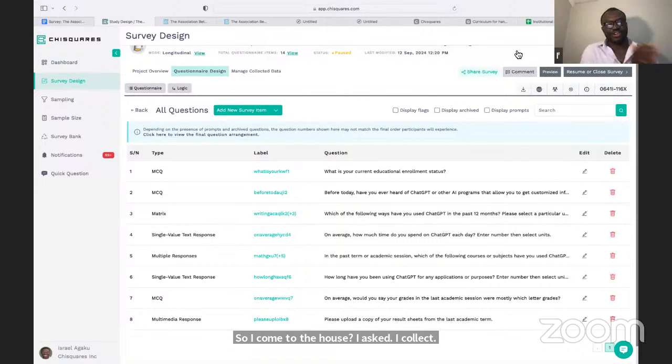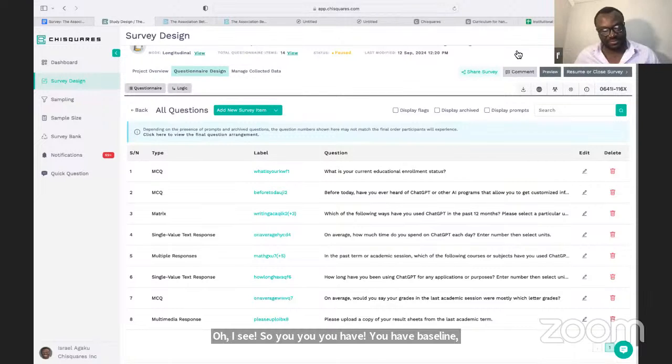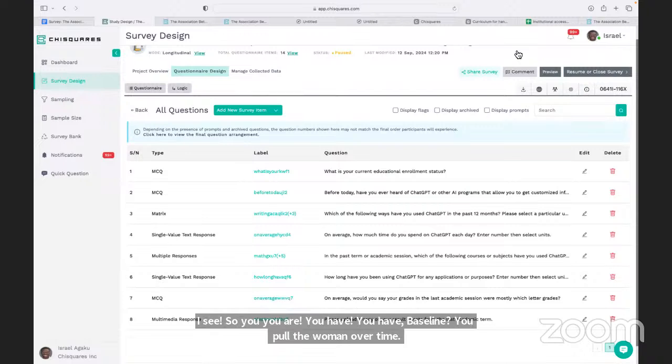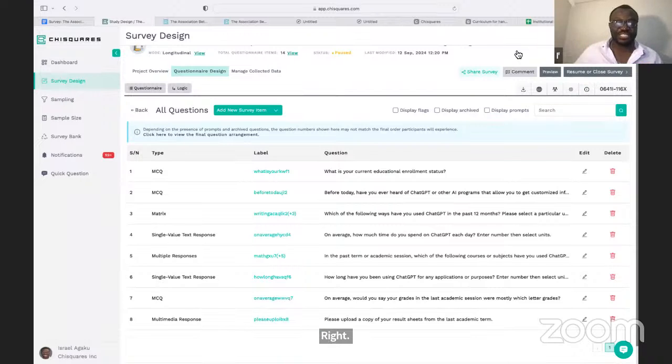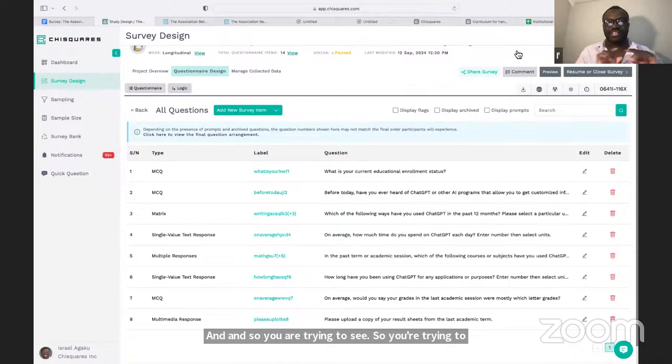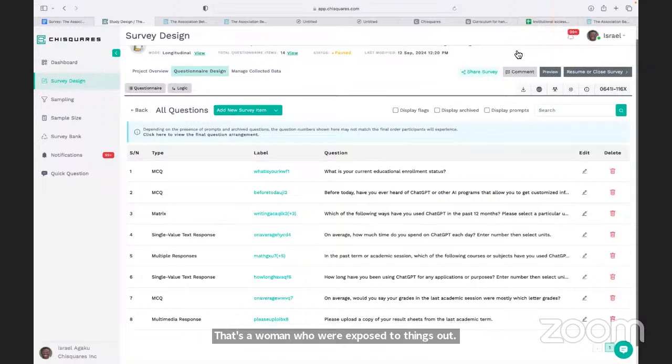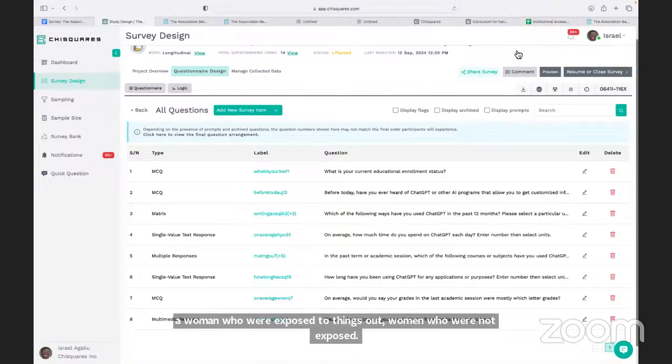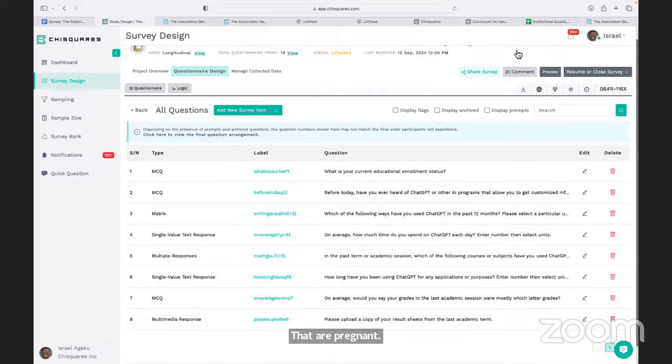So you have baseline. You follow the woman over time, right? And so you are trying to see. Do you have different exposure statuses? Like, let's say women who were exposed to certain things, or women who were not exposed? No, just women. The same sets that are pregnant. And then we now want to see an outcome in their newborns.